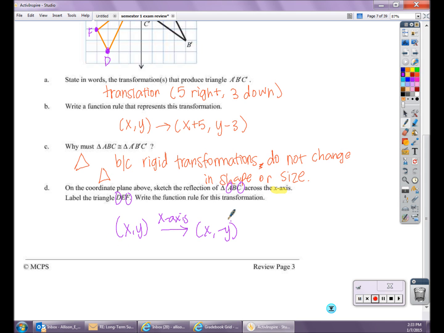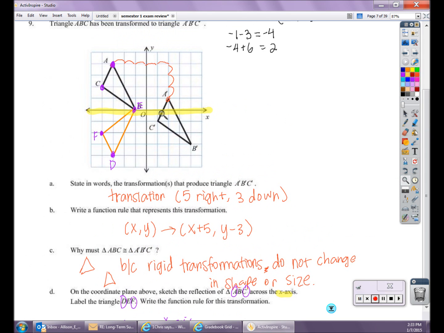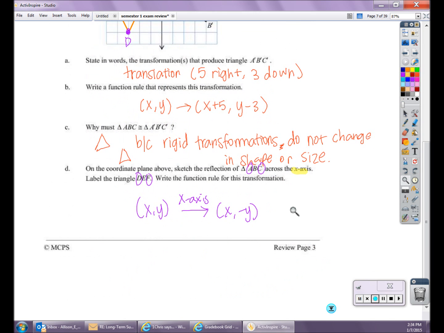Now, if you forget this, you can always look at a point. So C is at negative 4, up 2. And when you reflected, F was located at negative 4, negative 2. So you can notice that for a reflection across the x-axis, the x stayed exactly the same, and the y changed. So even if you don't memorize this, you can kind of figure it out. But I always remember x-axis, x stays the same. Y-axis, y stays the same.